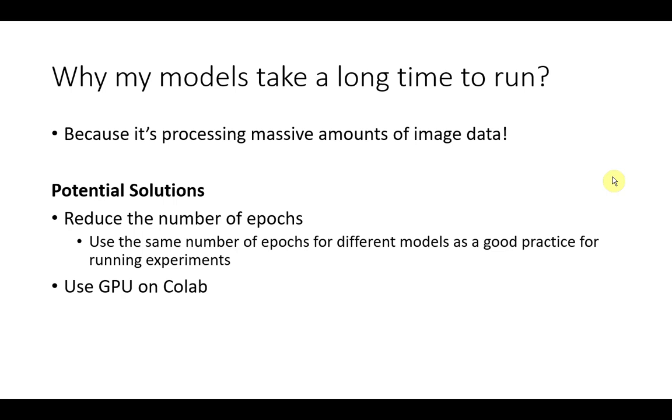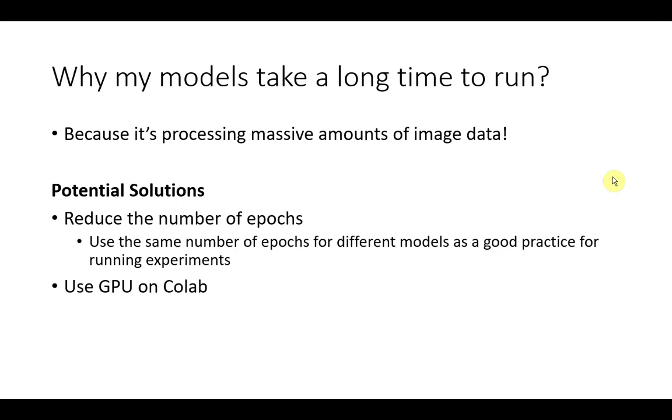So a lot of you also ask me why my models take such a long time to run. Well, hopefully you understand the massive amount of data from images, right? I mean, TensorFlow is doing a lot of the really heavy lifting behind the scenes for you, transforming all the images into numbers the computers can understand. It is just processing a massive amount of zeros and ones from all the different images you're getting. So of course it's going to be slow.